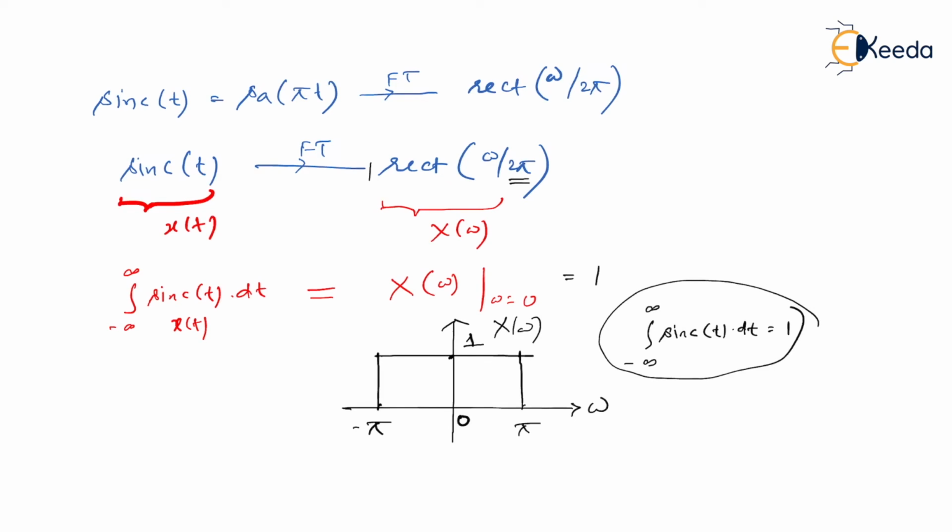Alright, so let us solve one more problem. So the question is, evaluate integration from minus infinity to infinity sinc square 5t dt. So you have to evaluate this. Again, I'll use area property here. This is GATE 2014 question. How we can solve it?